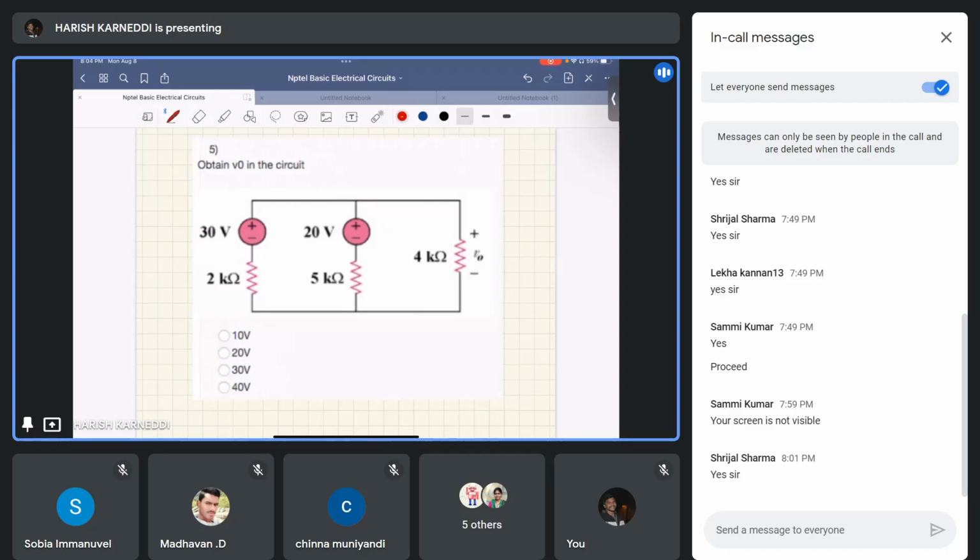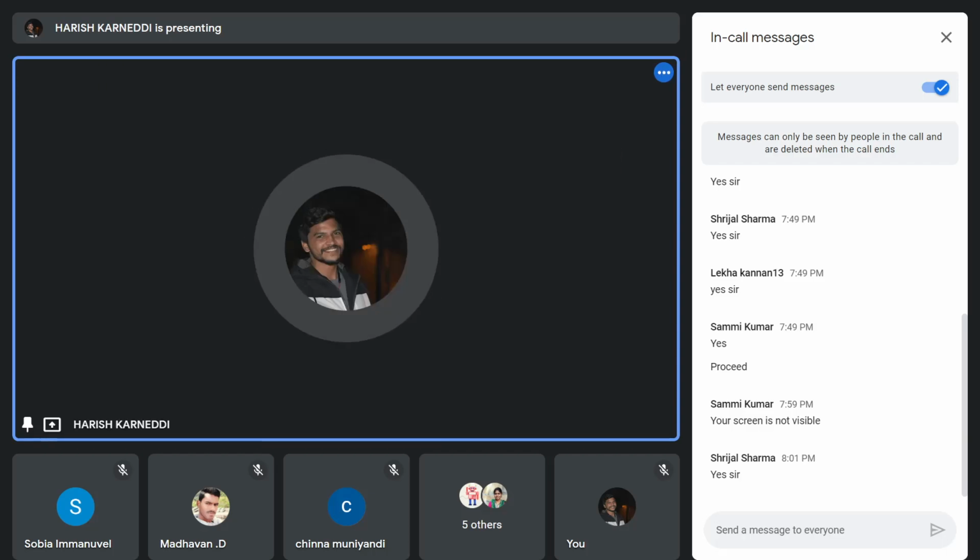Next one is obtain V naught. Where is V naught? At this point, the voltage across this 4K ohm. This problem you can find out through the nodal analysis. How many nodes here? One node. Here, this is the reference node. So the number of nodes is 1. How many loops?